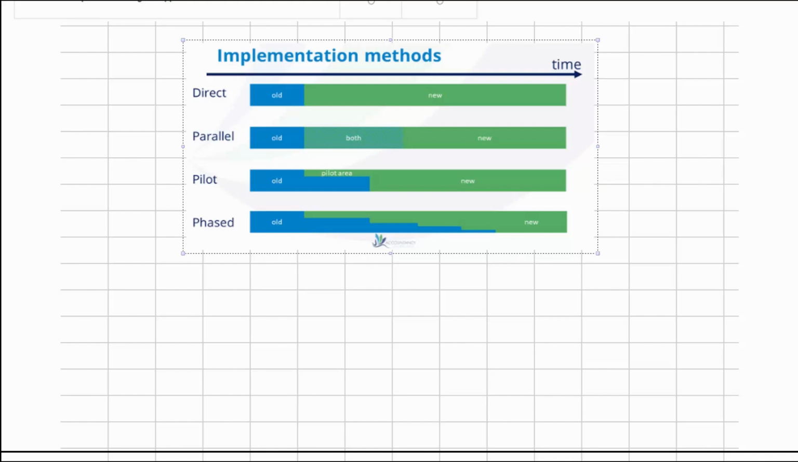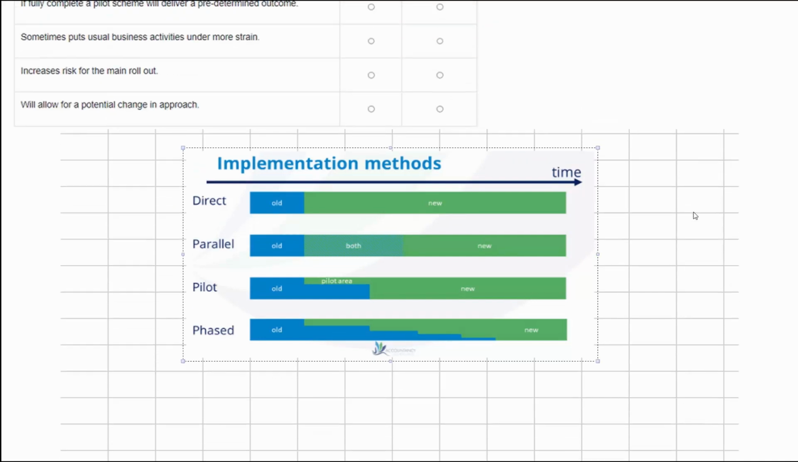And then we have the phased implementation, where we're going to be using the old system, and then department by department or area by area or customer by customer, we'll start using the new system until eventually, and you can see on the diagram, that may take quite a bit of time, we will be using the new system throughout the business. Okay, so hopefully that was a useful recap of those.